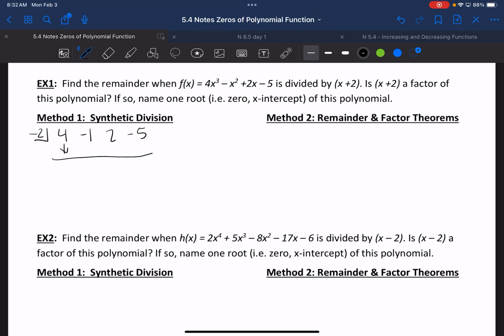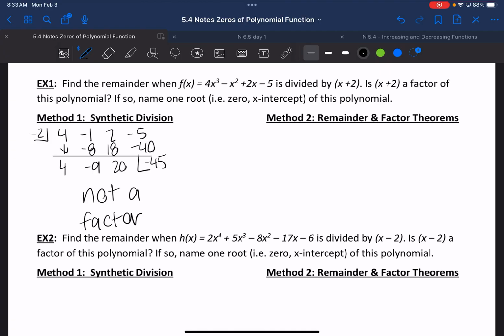All right, so we bring that first term down, we multiply, we add. We've got 20, and then we got 40. So in this particular case, we got a remainder. So is it a factor? No. So not a factor.